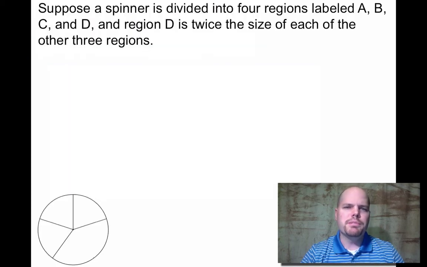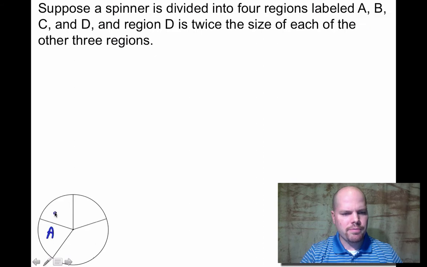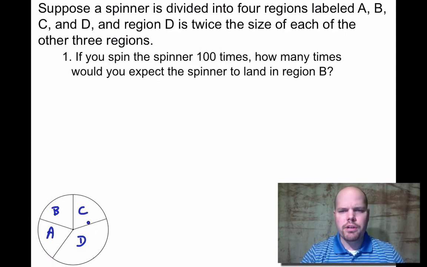Let's suppose a spinner is divided into 4 regions labeled A, B, C, and D, and region D is twice the size of each of the other 3 regions. So we have region A, region B, C, and then D is twice the size of the other 3. If you spin the spinner 100 times, how many times would you expect the spinner to land in region B? Since 3 of these are the same, and D really counts as 2, we can think of this as 5 parts, where D takes up 2 of them.